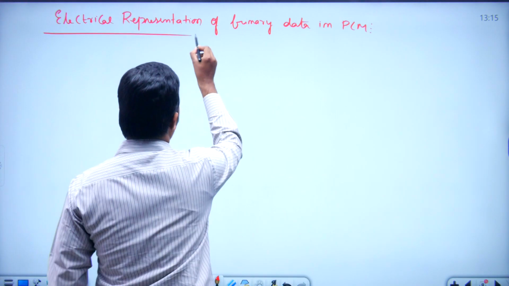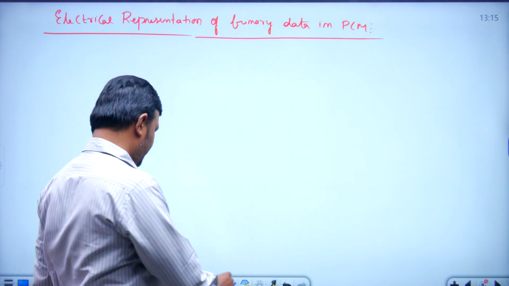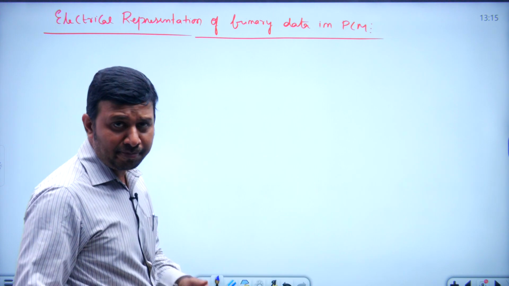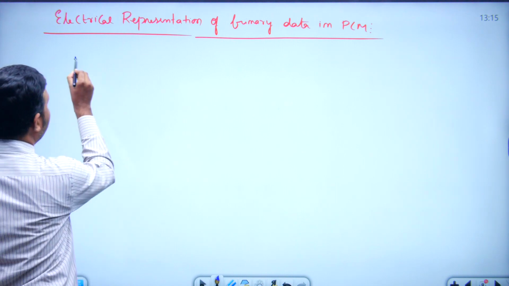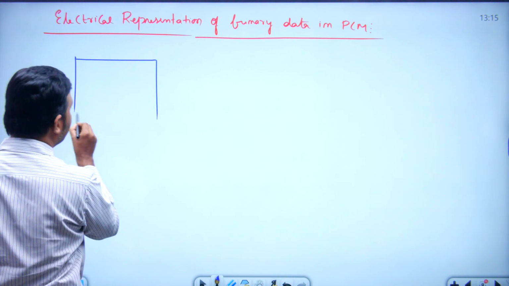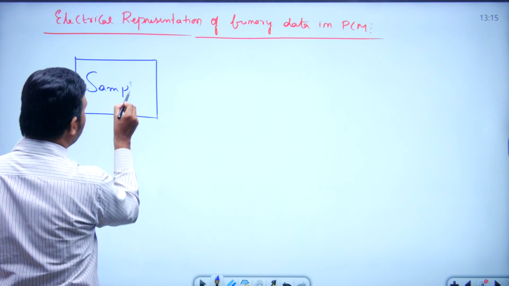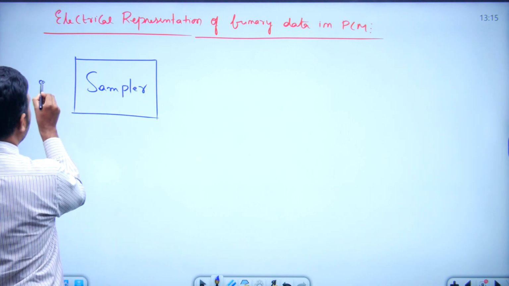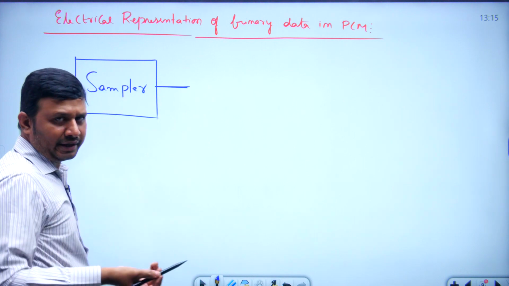So what is this topic all about? Let us discuss in detail. Now if you remember the transmitter part of pulse code modulation, what is the first block? The first block is the sampler. And what is the purpose of the sampler? The sampler is used to convert a continuous time signal into a discrete time signal, right?